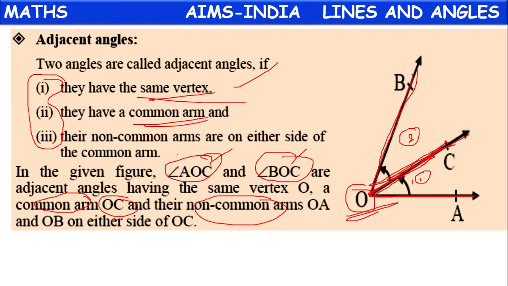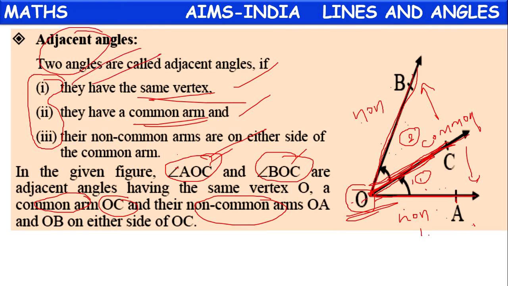What about non-common arms? OA is non-common. OB is non-common. How are OA and OB? Here, OC is common. To the upper part of the common arm, one non-common arm is there. To the bottom part of the common arm, a non-common arm is there. So, they are situated on either side of the common arm. So, 3 points are satisfied. So, these two angles, AOC and BOC, are said to be adjacent angles.